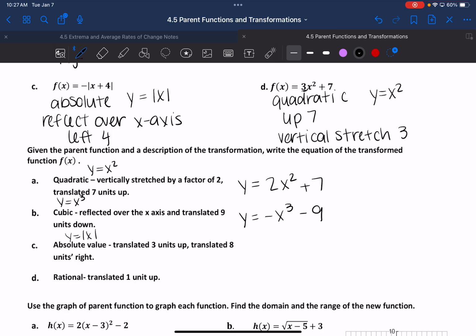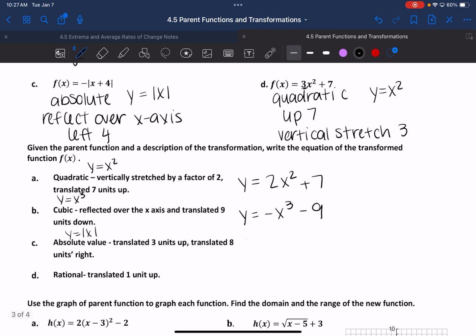It says it's translated 3 units up and 8 units right. So what did this equation look like? Okay, so x minus, I think it was translated 8 in this one, right? So 8, and then you said the plus 3 goes outside of the absolute value. Good. Okay, awesome. All right, and then this last one is our rational function.